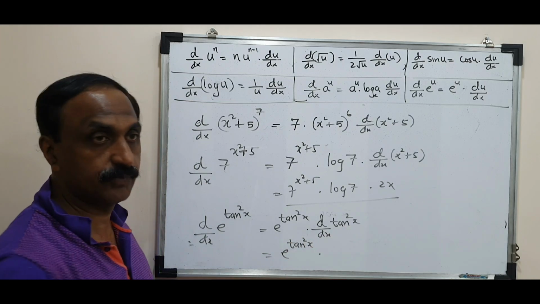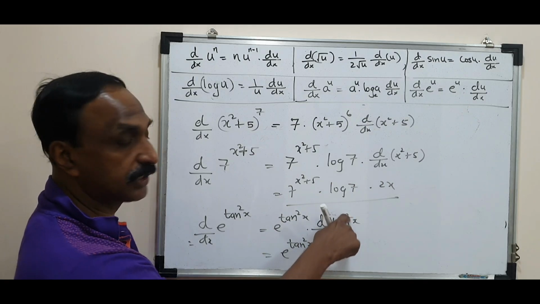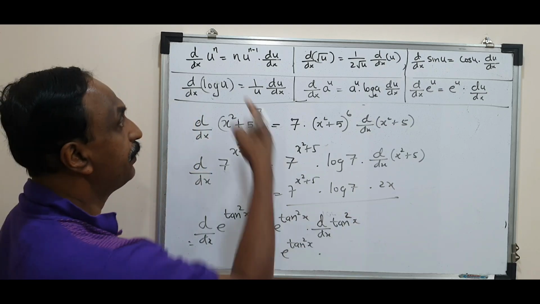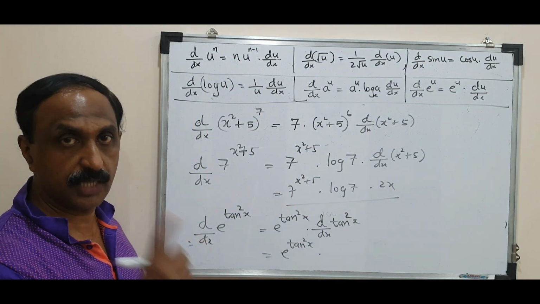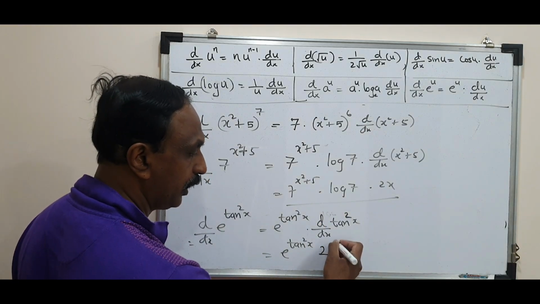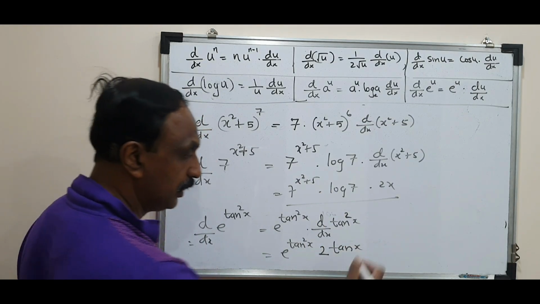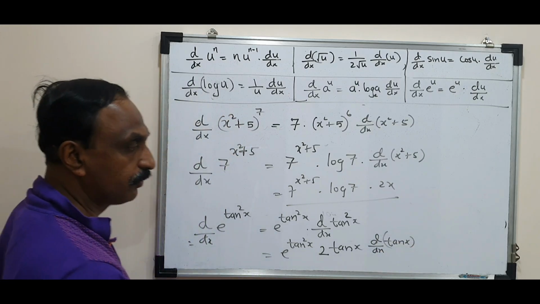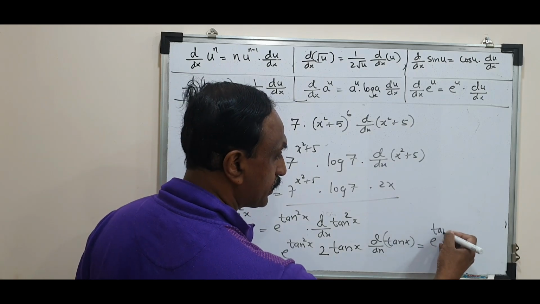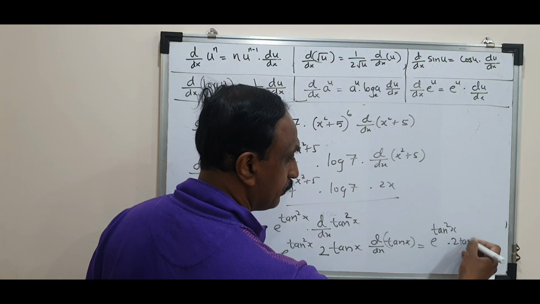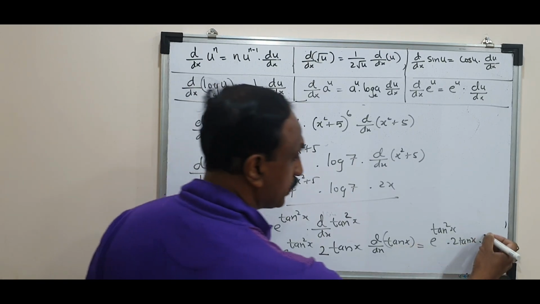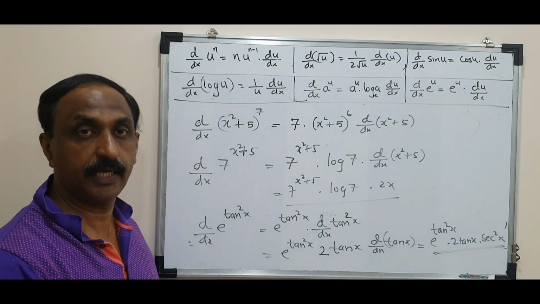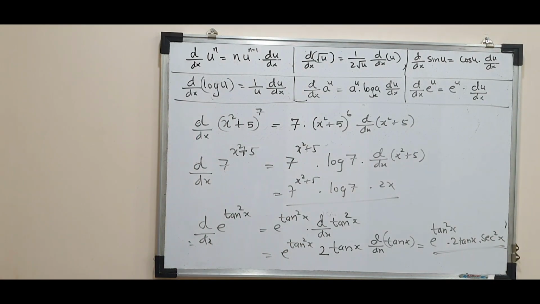Now derivative of tan square x, which category is it? Trigonometry? No, because there's a power. If it was only tan x, it would be trigonometry. Because of the power, it becomes the power rule category. How do you start? Start from the power, start from 2. 2 into tan x, with the power reduced by 1, into the derivative of the base. What is the base here? Tan x. So your answer will be e raised to tan square x into 2 tan x, and the derivative of tan x is sec square x. That becomes your answer. So this is how you find the derivative of the exponential functions.